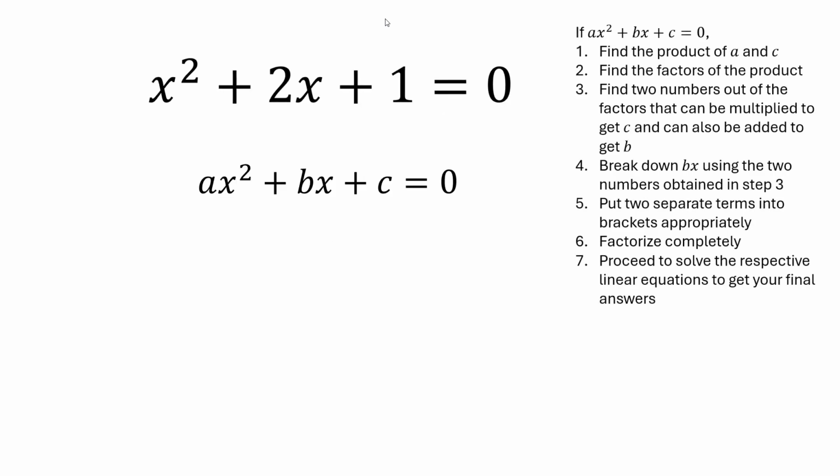So if you have any quadratic equation in the form ax squared plus bx plus c equals 0, the first thing you would want to do is to find the product of a and c. So a, which is the coefficient of x squared over here, and then c, which is the constant. We're going to find the product of the two. So that's going to give you a times c, which is basically ac.